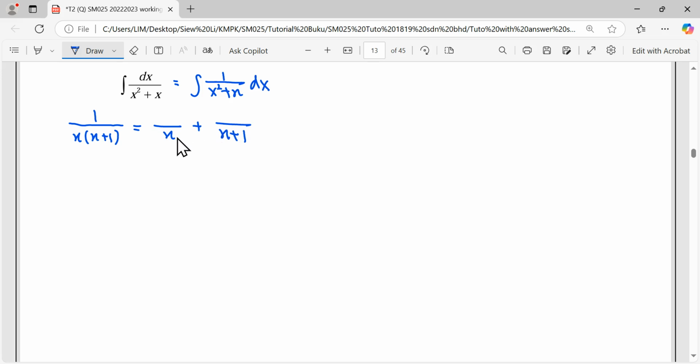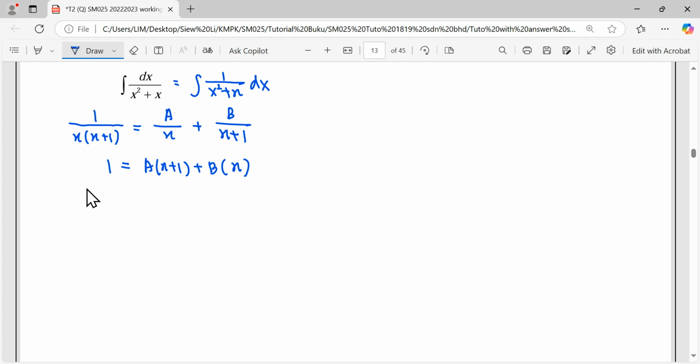So when our denominator is linear, our numerator will be a constant, a. So for the other linear factor, up there will be a constant, which is b. So the next step, we're going to get the same denominator to build out the equation. So a will multiply with the factor it doesn't have, which is x plus 1. b will multiply with the factor it doesn't have, which is x.